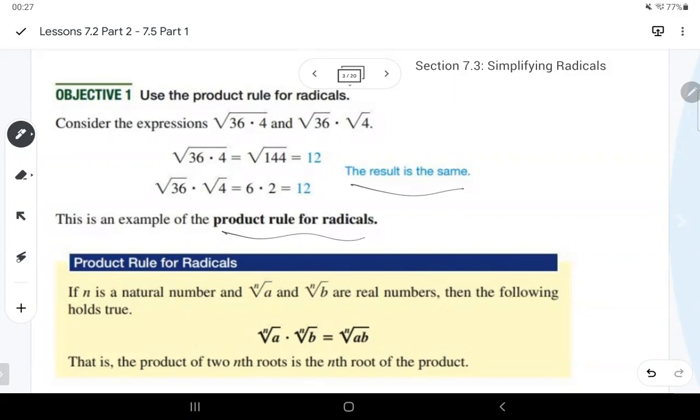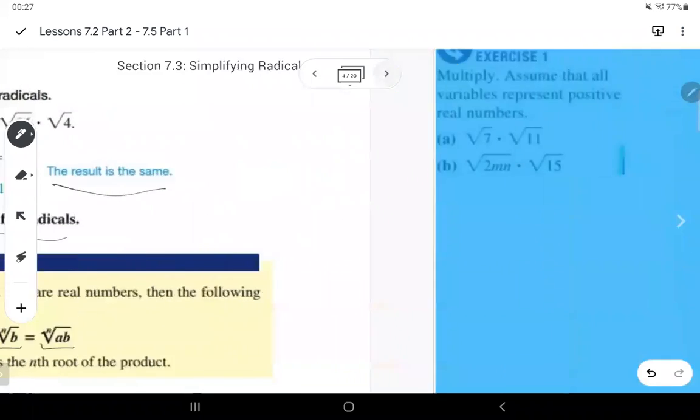So basically it tells you if you have the nth root of A times the nth root of B, then you can figure it out as well as doing the nth root of A times B. Notice that the product of the two nth roots is the nth root of the product. So you have to have the same index in order to use this product rule. So let's do some examples.